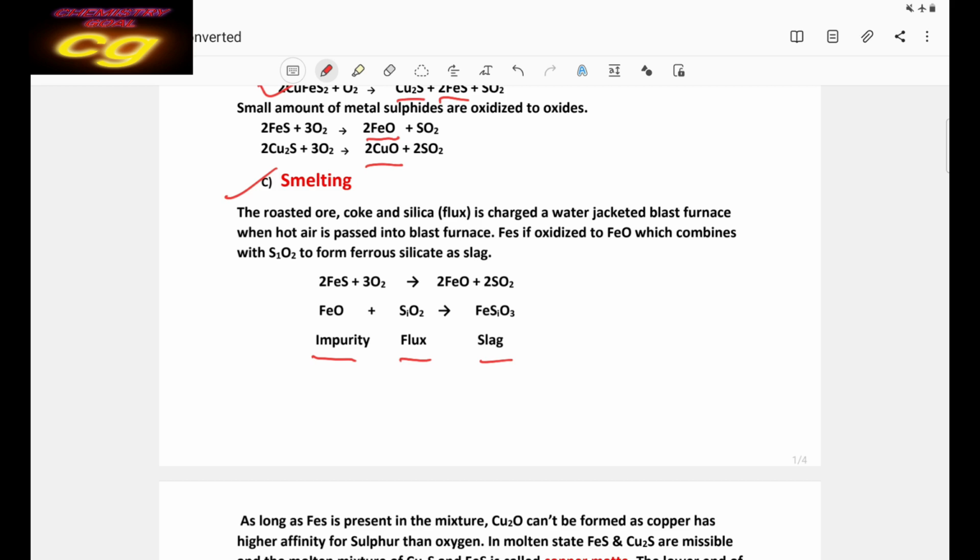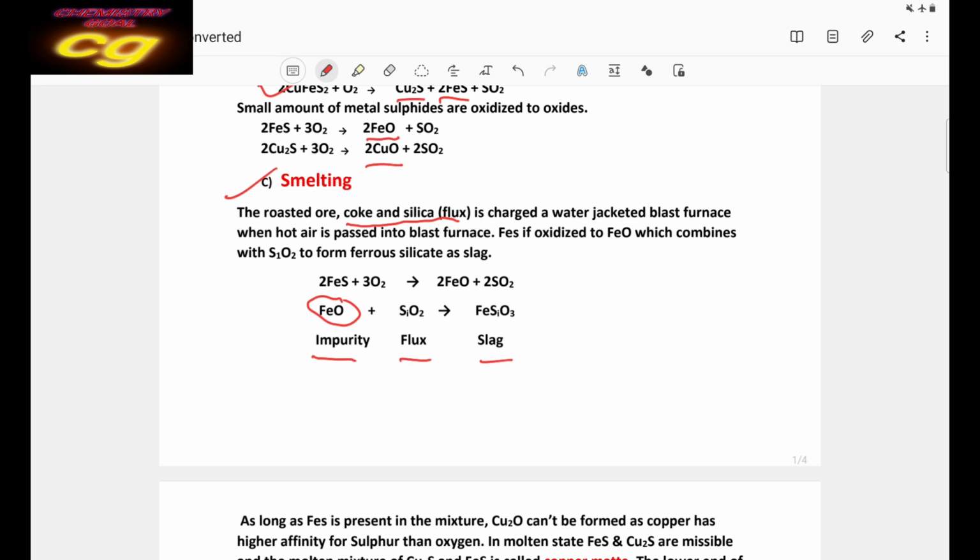Here, the roasted ore of copper pyrite is mixed with coke and silica. Silica is mainly used as the flux, and the impurity is iron oxide, because our aim is to extract copper metal. So iron oxide present with copper oxide is called an impurity, and it should be removed from the copper oxide.